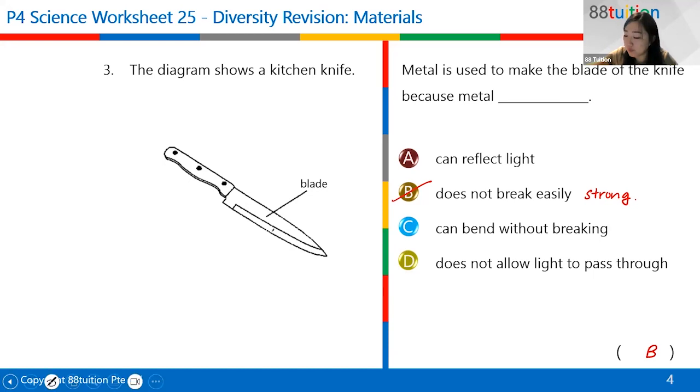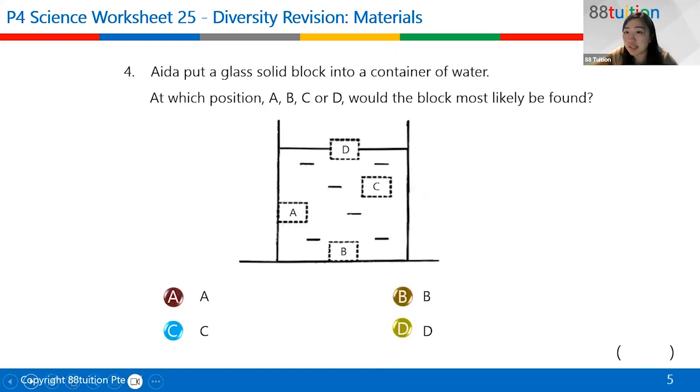Well done, Ivan. Okay, next one. Ida put a glass solid block into a container of water. At which position, A, B, C, or D, would the block most likely be found?